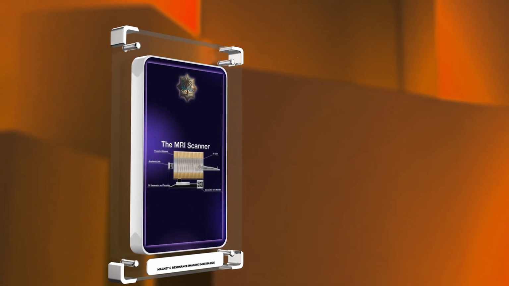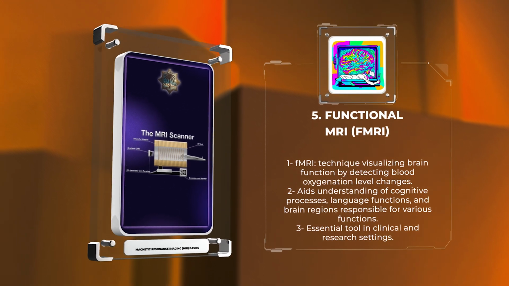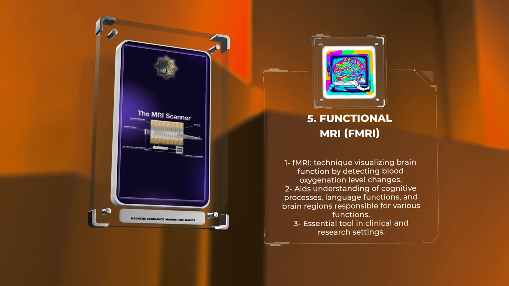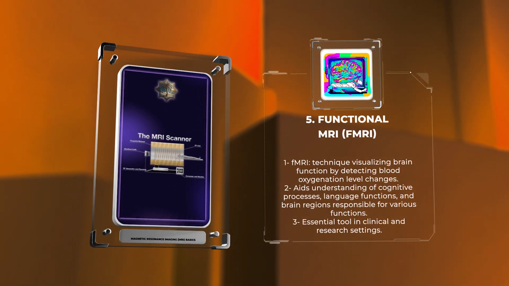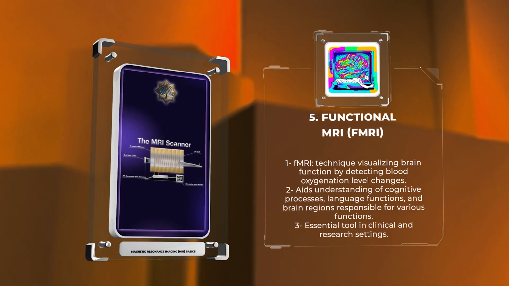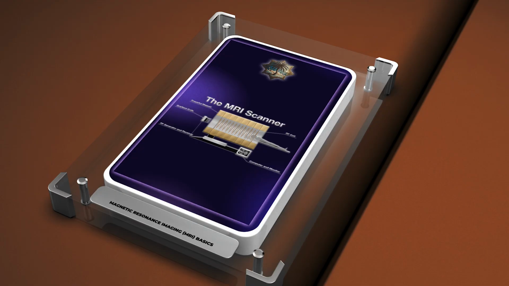Functional MRI, FMRI, is a technique that enables the visualization of brain function by detecting changes in blood oxygenation levels. By mapping neural activity during specific tasks or stimuli, FMRI helps in understanding cognitive processes, language functions, and identifying brain regions responsible for various functions. It has emerged as an essential tool in both clinical and research settings.